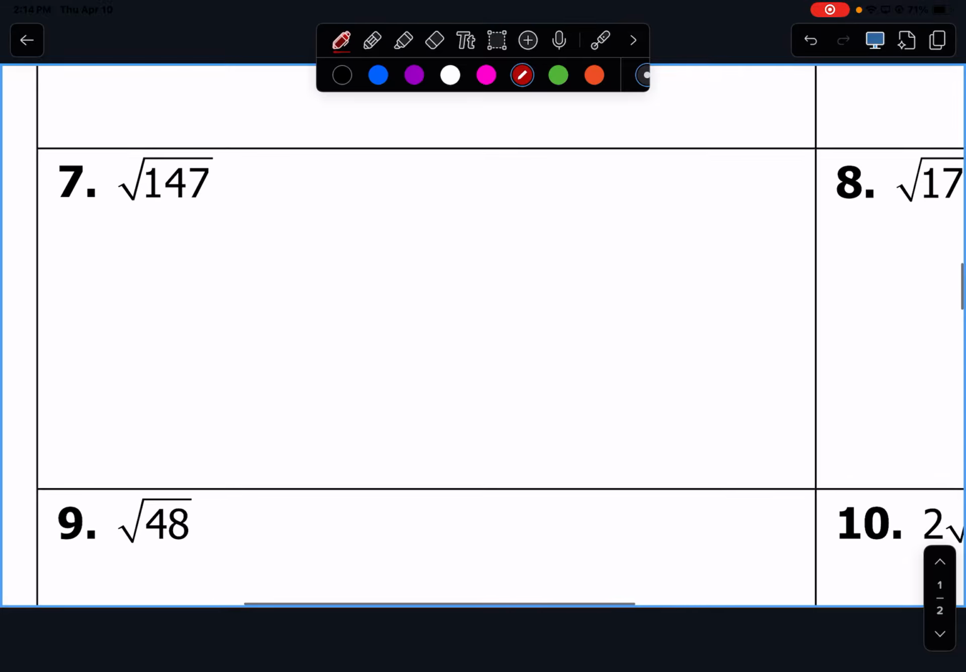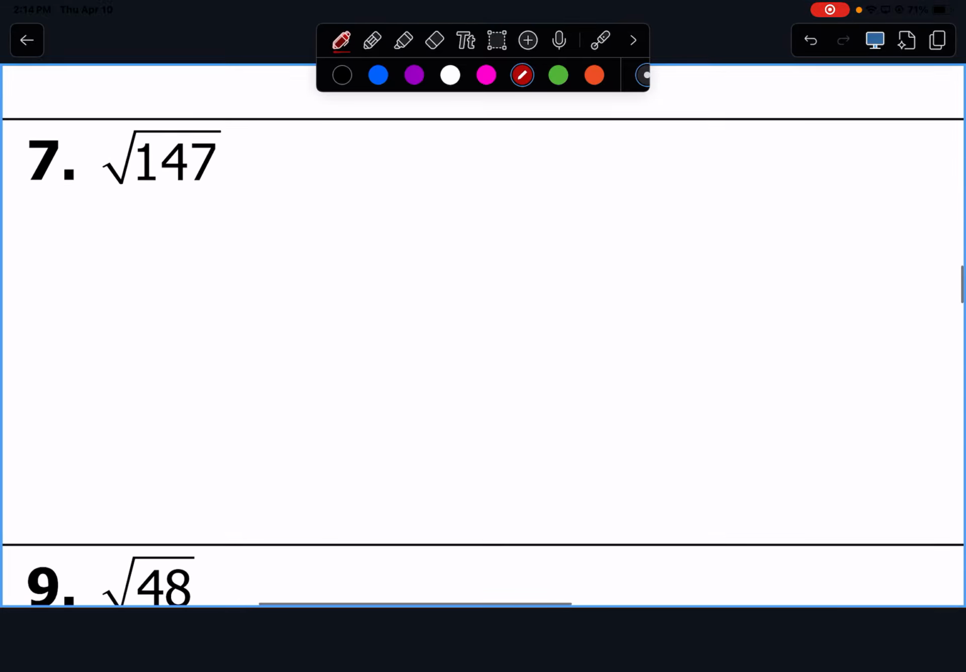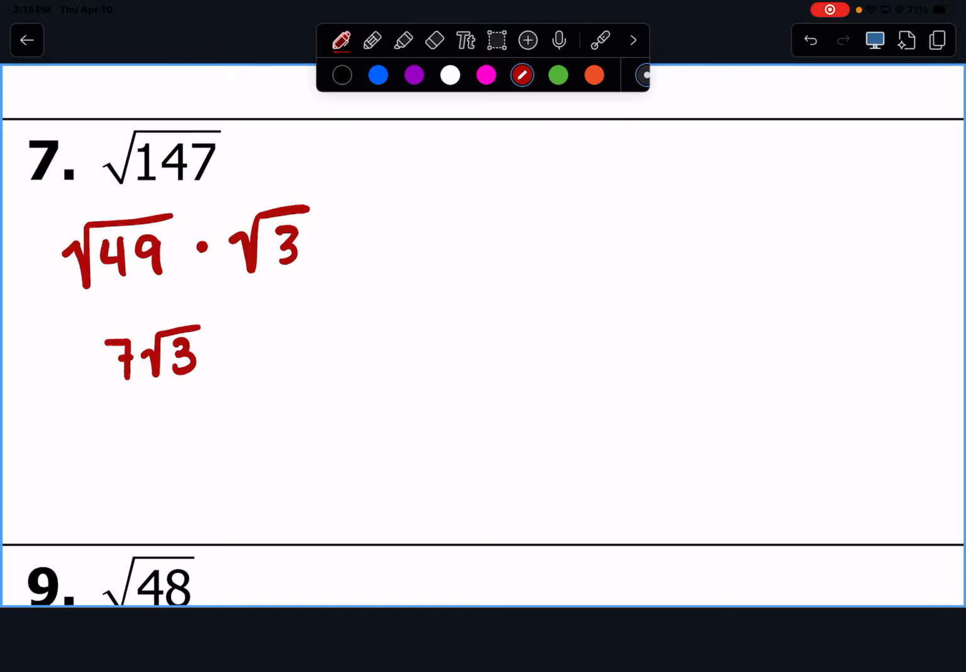147. What is the biggest perfect square that can go into that? 49. So we can break that into the square root of 49 times the square root of, it's 49 times what? So what will my answer be? 7 times the square root of 3. Wait, where did you get 3 from? 49 times 3 is 147.